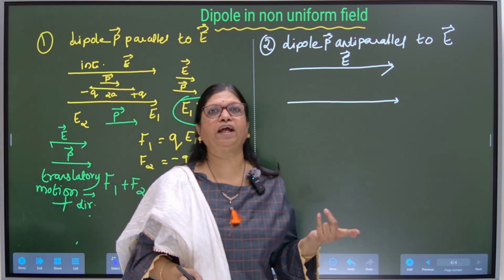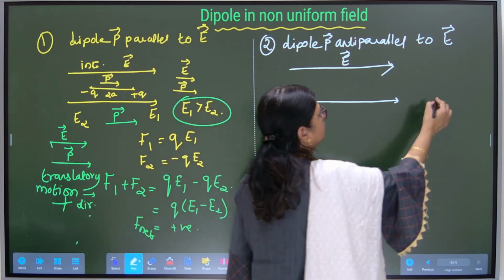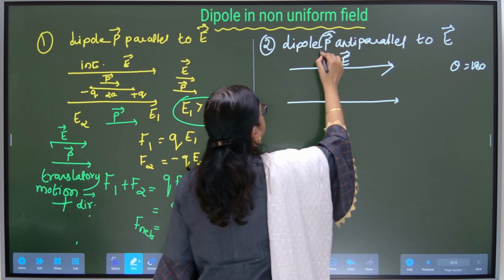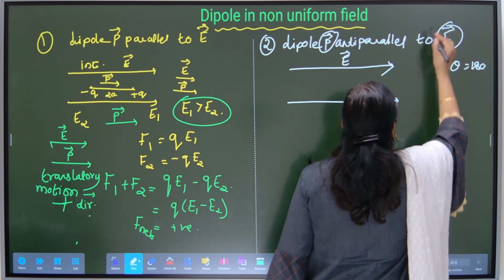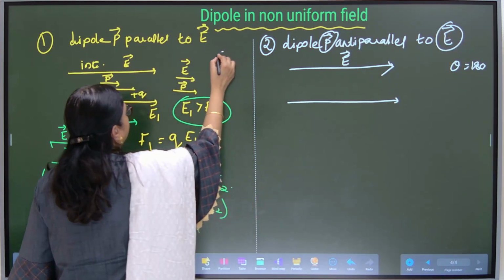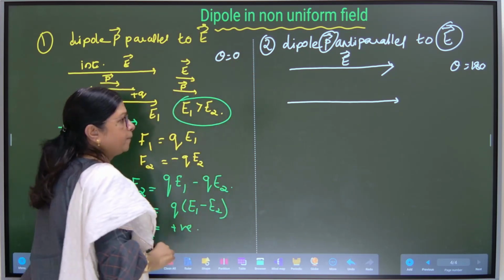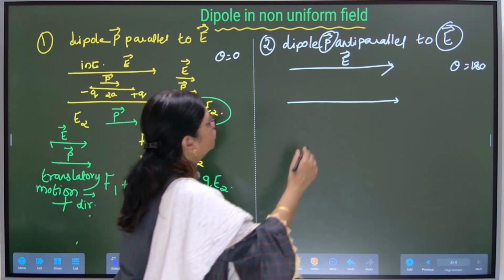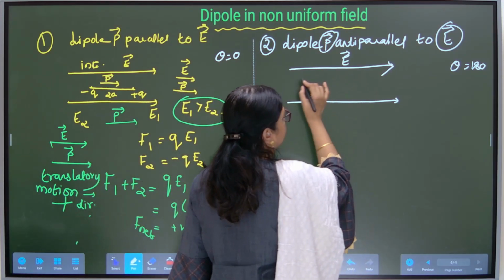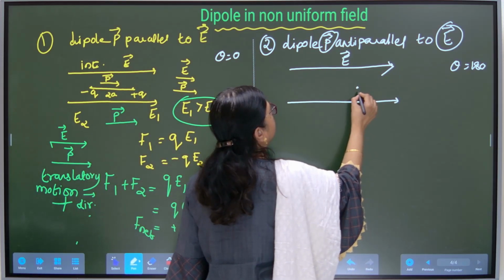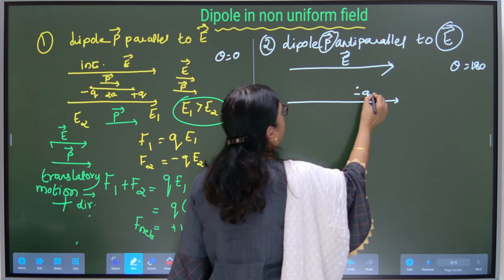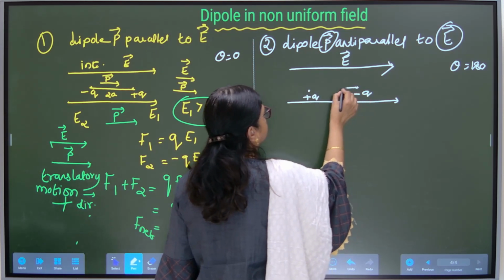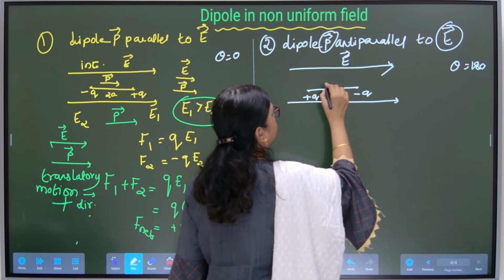Now what is the meaning of anti-parallel? Theta is equal to 180 degrees between the dipole and the electric field. Similarly here theta was equal to 0, correct? Between the dipole and the electric field. So now how do I place it anti-parallel? If E arrow is like this, then this is the negative charge, this is the positive charge. So I join them, this I have made the dipole.